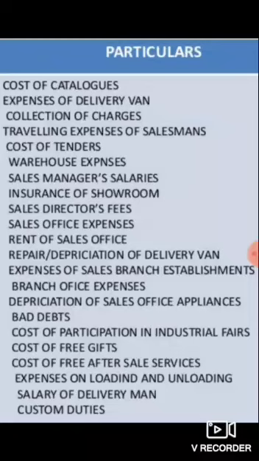If the company is providing after sales services, those expenses, and expenses on loading and unloading. So there will be workers for loading and unloading the products. So their expenses and salary of delivery man and custom duties are added under office and distribution expenses.